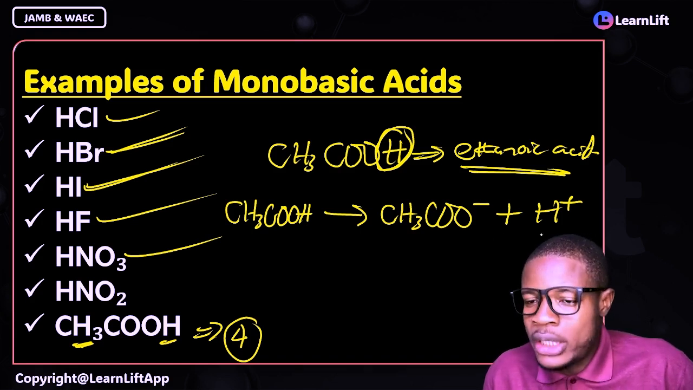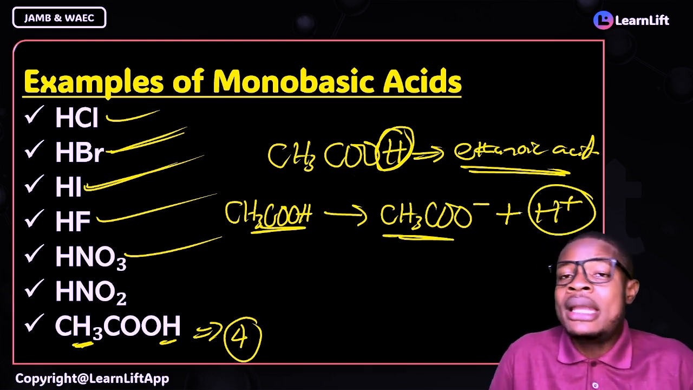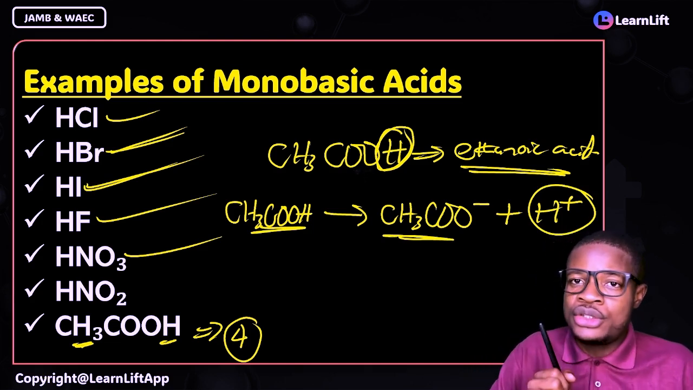So this is your ethanoic acid here. It dissociates to give ethanoate ion and then your hydrogen ion. How many moles of hydrogen ion? Just 1 mole of hydrogen ion.